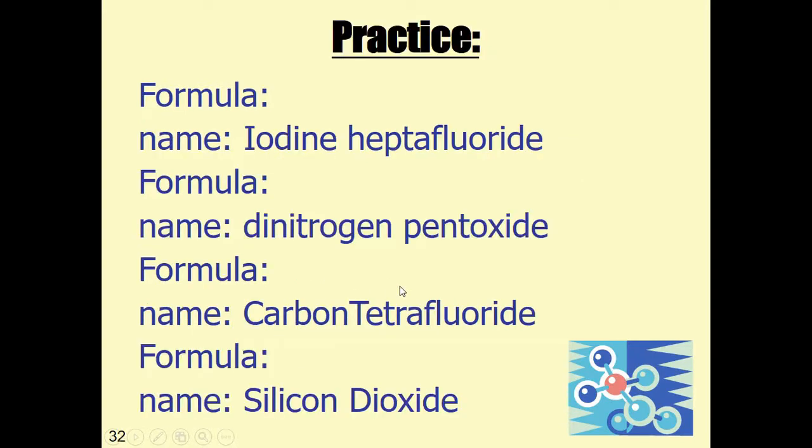Okay, let's practice another step. Right now, why don't you pause the video to practice these? And I will come back in a minute and you can see the answers. Okay, welcome back. First one, iodine heptafluoride. 1 iodine, hepta is 7, 7 fluorines. IF7. Dinitrogen pentoxide. 2 nitrogens. Penta means 5, no double vowel.